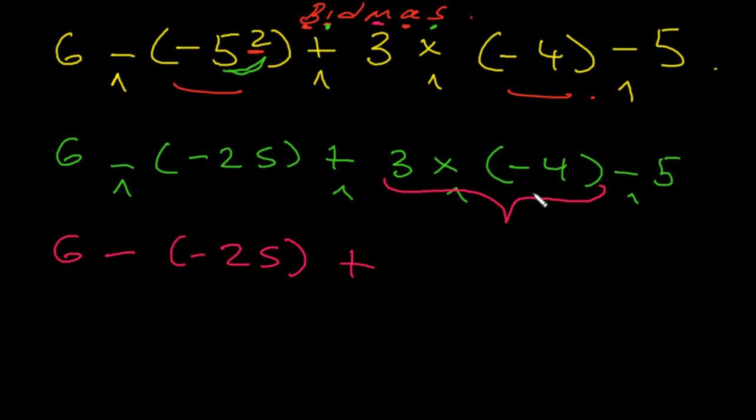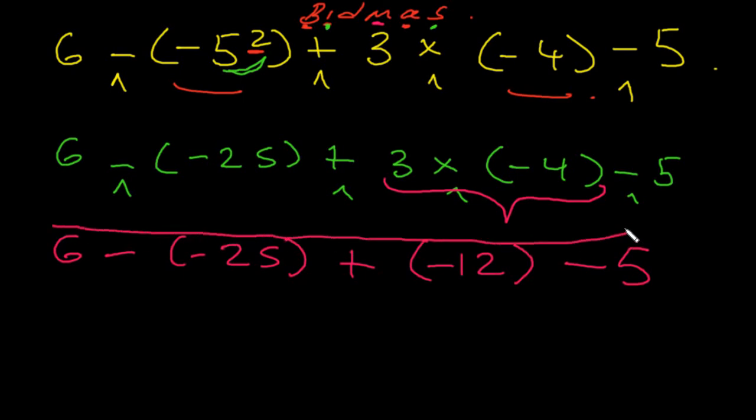plus, so we have 3 times minus 4, so we have a positive 3, and we're multiplying that by a negative number, so our result is going to be negative, and so we have 3 times 4, which is 12, so we'll have negative 12 in the brackets there, and then we have minus 5. Alright, and then we just continue to go from left to right, so we have 6.